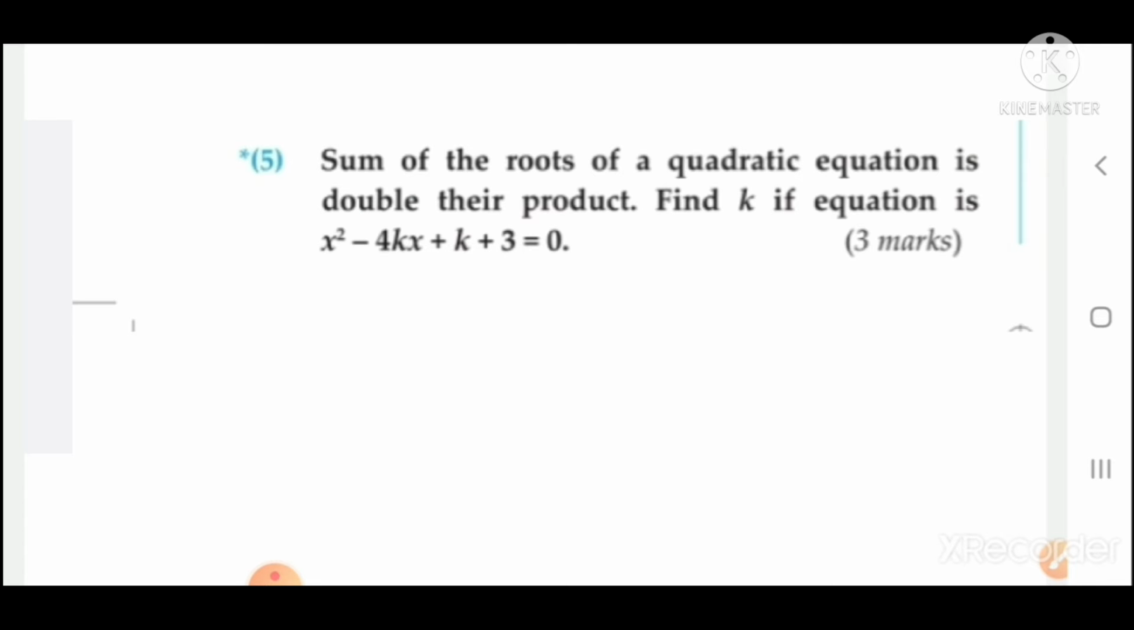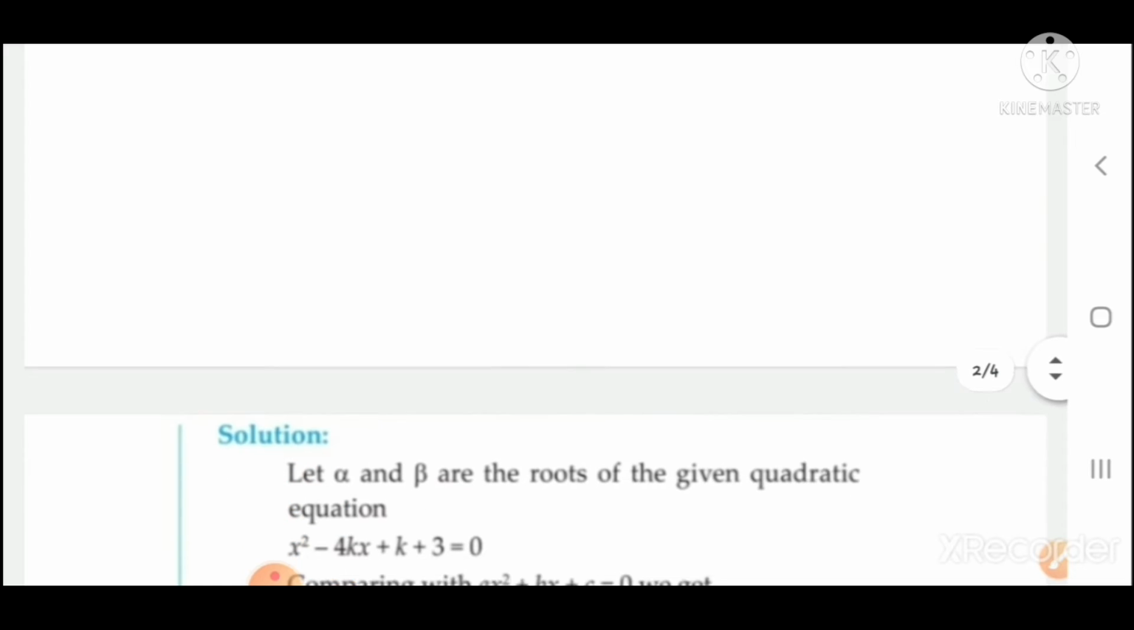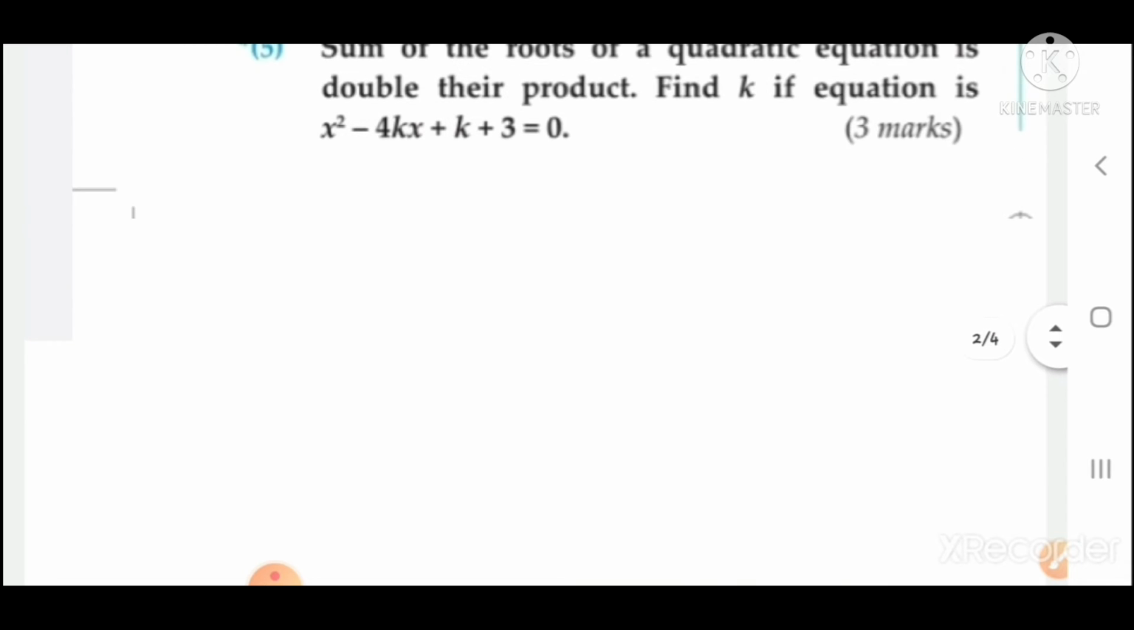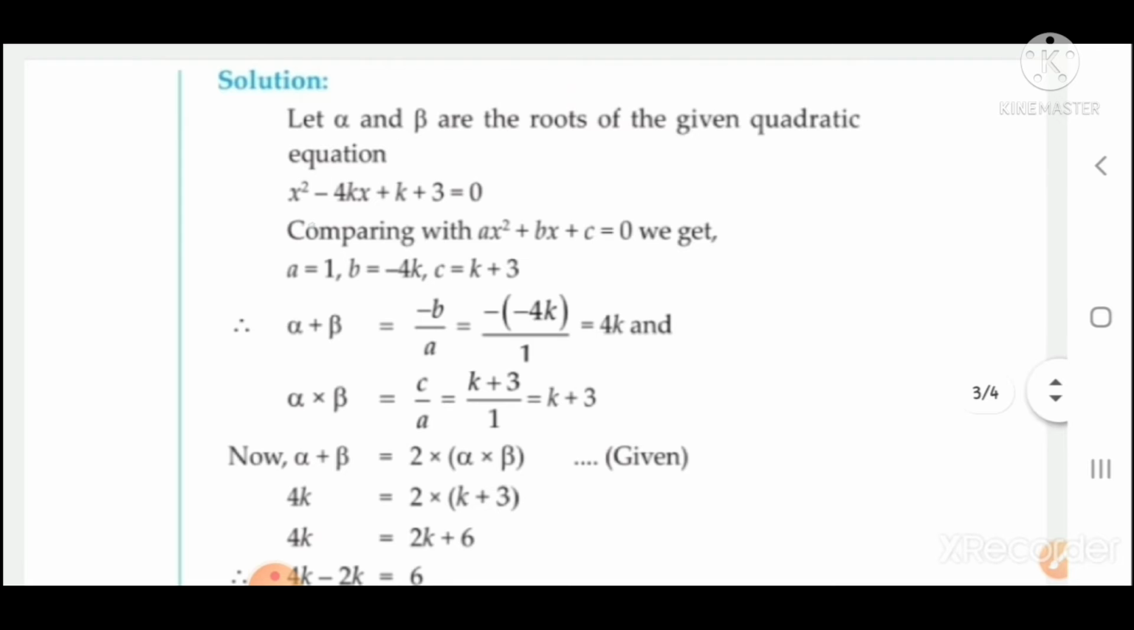So how to start the solution of this? First of all you have to write, let alpha and beta be the roots of the given quadratic equation, always. The quadratic equation given in the question is x square minus 4kx plus k plus 3 equal to 0. From this, first of all take out the value of a, b and c. Now I have to pay attention, very carefully take the value of a, b and c.